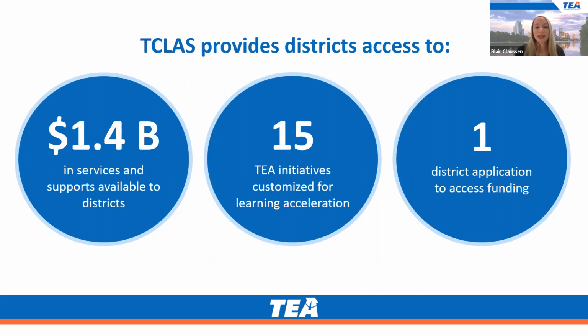So this TClass grant gives us the opportunity to award $1.4 billion in services and supports out to the state. This one single grant will provide access to 15 customized supports around learning acceleration. The LEA will choose which of these supports is the best fit for them and make their selection on the application. So you don't actually have to choose all 15, you'll pick the one that's right for you. The hope is that this provides an easy pathway for districts to access all of this funding and support through one single application.